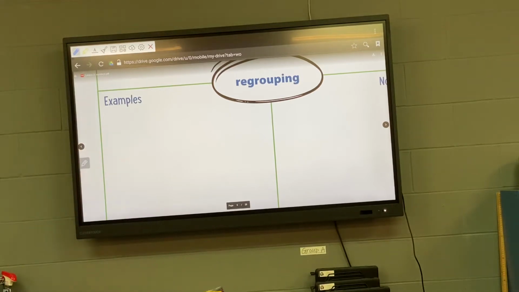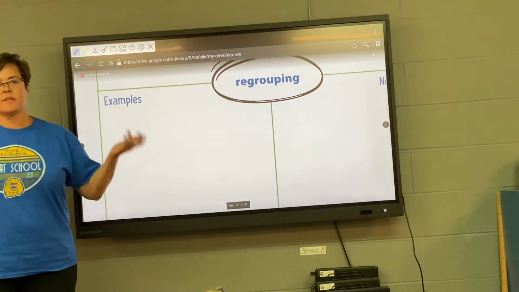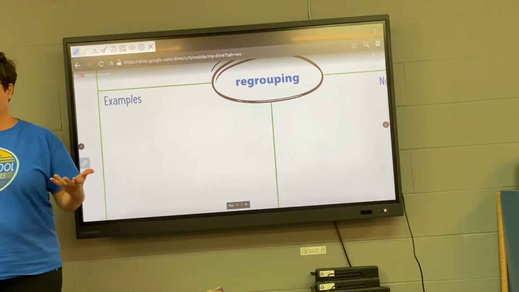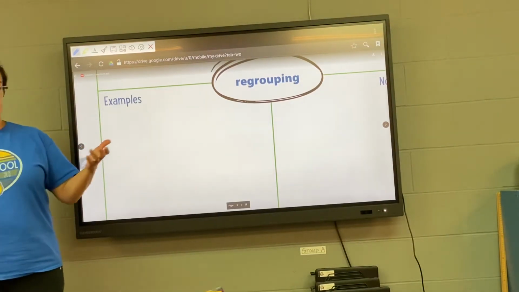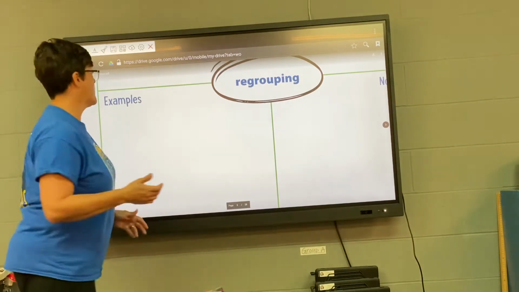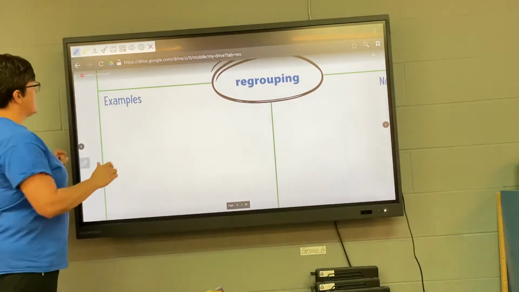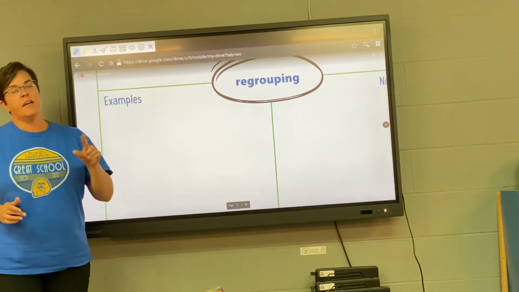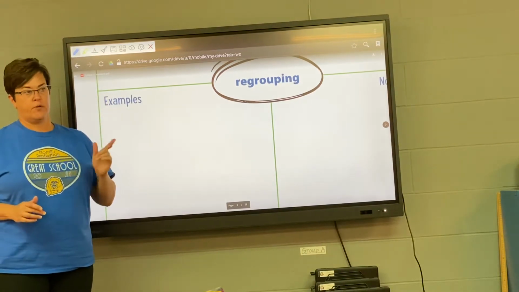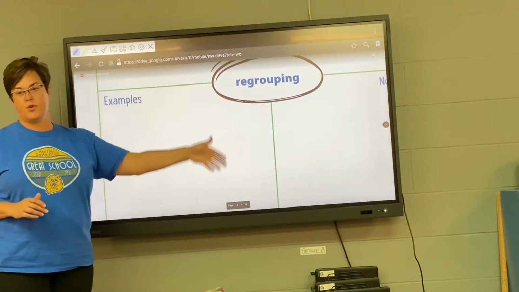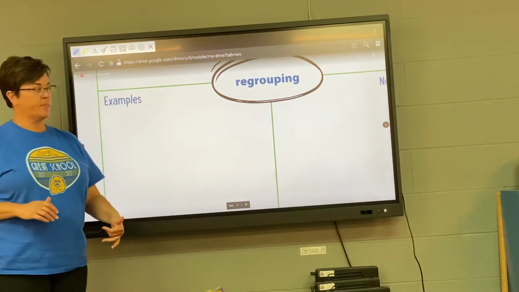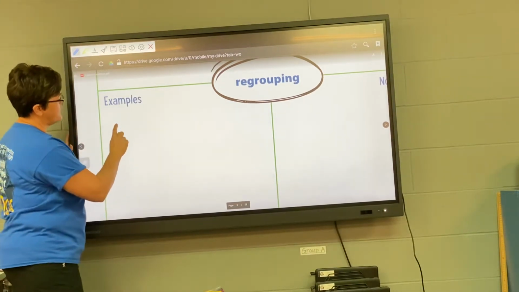So, examples of regrouping are simply going to be problems that we use the standard algorithm for. So let's do one addition with regrouping and one subtraction with regrouping. Okay, let's go.